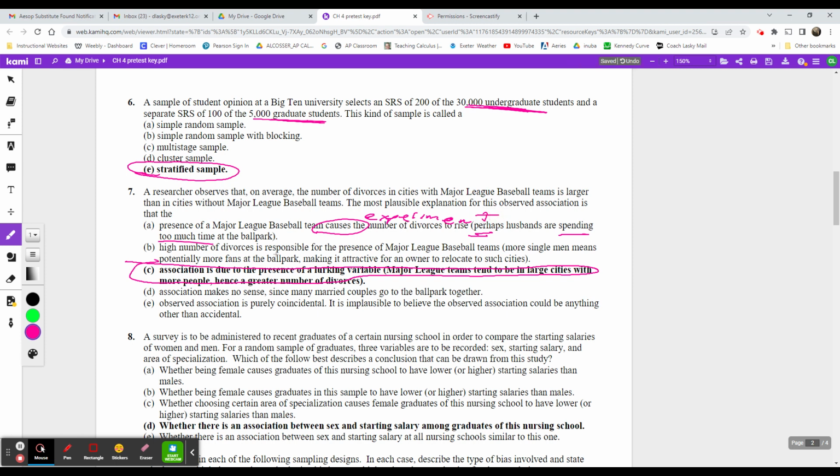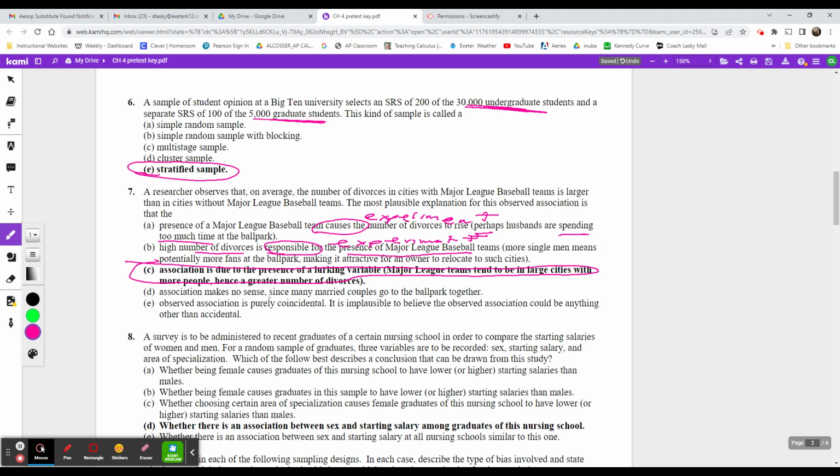The high number of divorces is responsible for the presence of a Major League Baseball team. Now think about that. That means the higher the number of divorces, Major League Baseball teams are going to move there. Okay, so the word responsible means you have to have an experiment. There's no experiment being done.